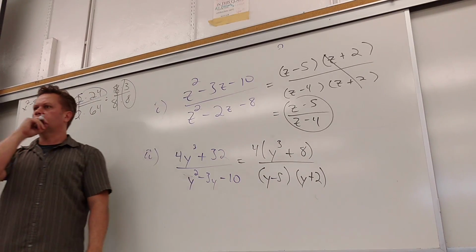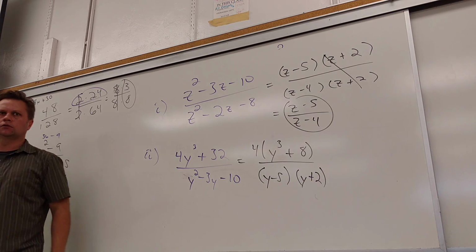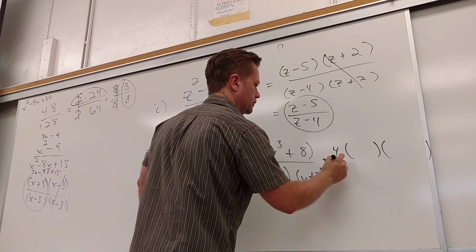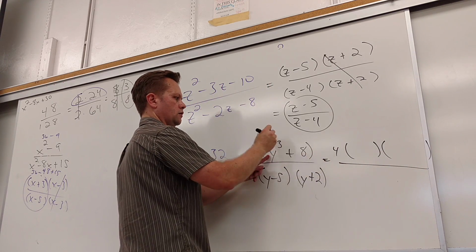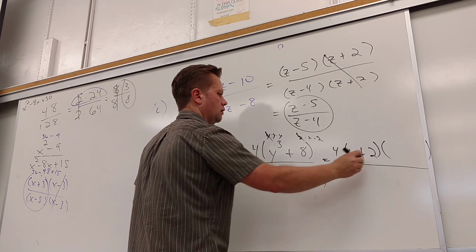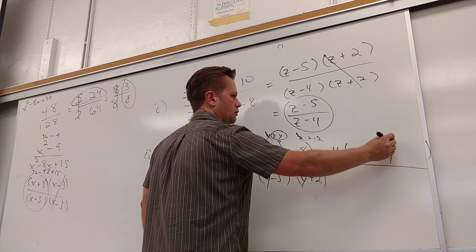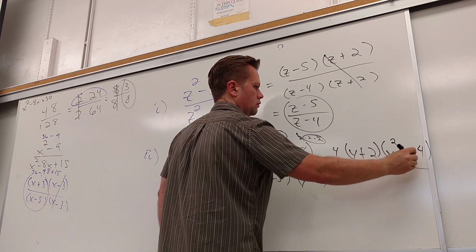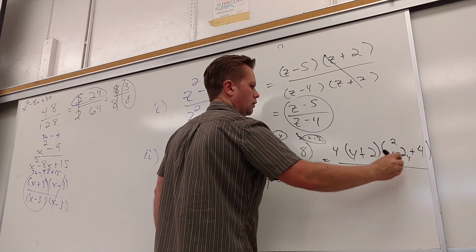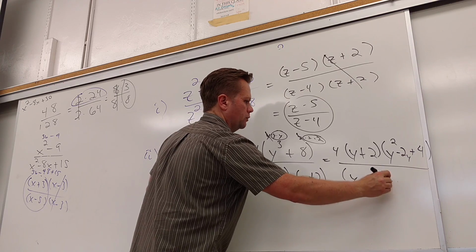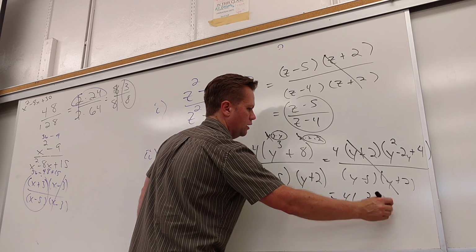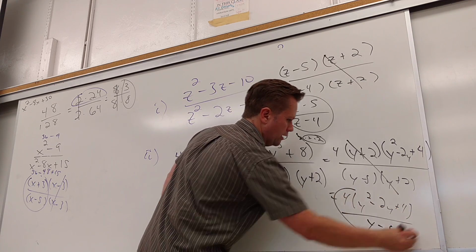Y cubed plus 8, which is a classic cube. So how do you do that? Little dude, big dude. I like it. Well, you have to be sort of semi-big. Y plus 2, and then Y squared, the other 2 2s, and then the middle goes what? Minus 2Y. I like it. And on the bottom we got the Y minus 5, Y plus 2. So what cancels? Y plus 2. So the answer is going to be 4 times Y squared minus 2Y plus 4 over Y minus 5.